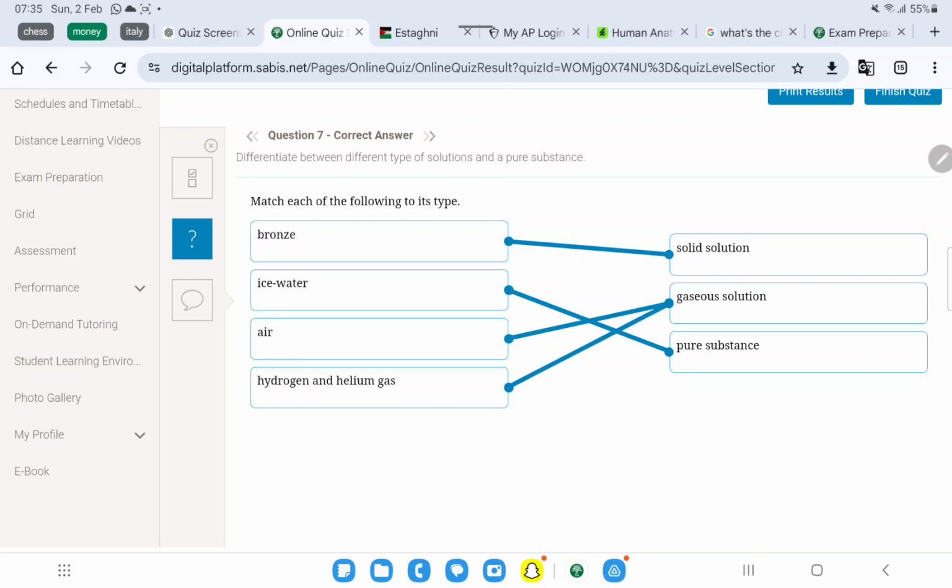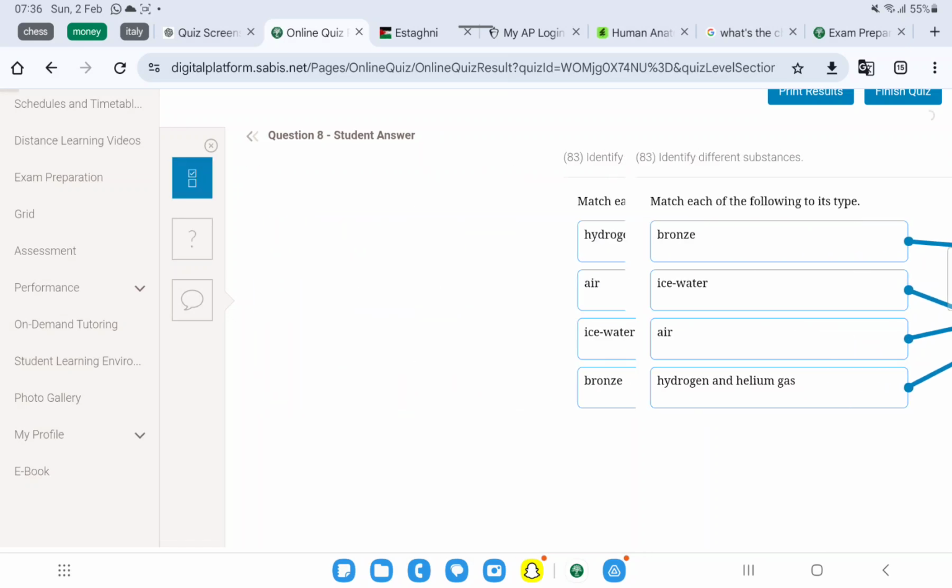So bronze, we said it's an alloy. An alloy is a solid solution. Ice water, it's just water, so it's a pure substance. Air is a gaseous solution, and so is hydrogen and helium gas.